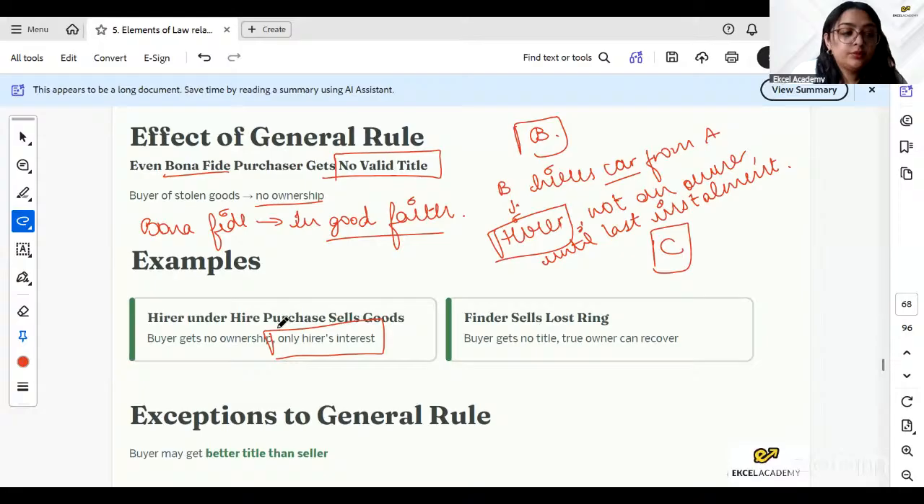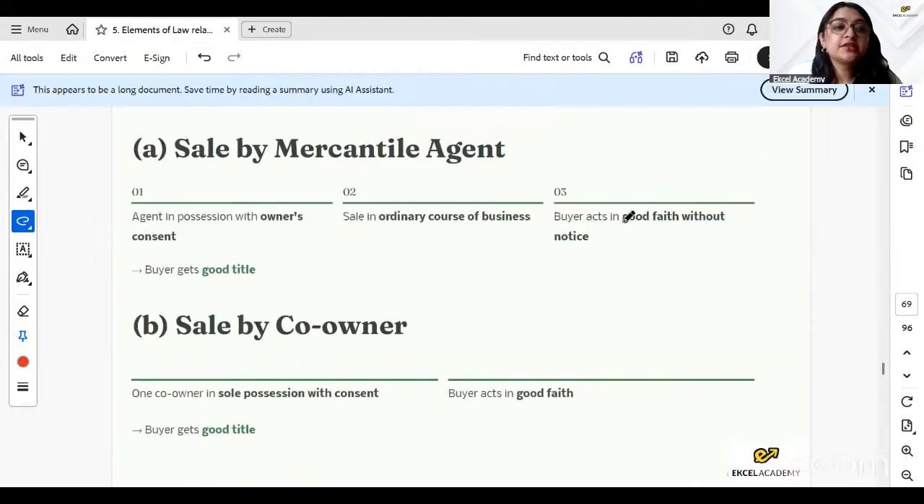However, there are exceptions to the general rule. What is the general rule? Only the owner can sell. And even if the purchaser is bona fide, they will not get good title. Now let us understand the exceptions to the general rule, that is, cases where the buyer may get better title than the seller. First one: sale by a mercantile agent. Before we proceed to understand it in detail, what do you understand in this case? So you have a principal.